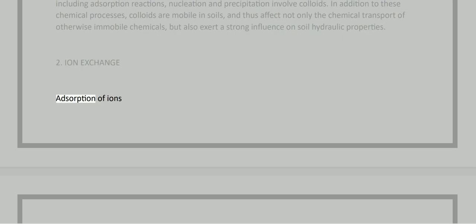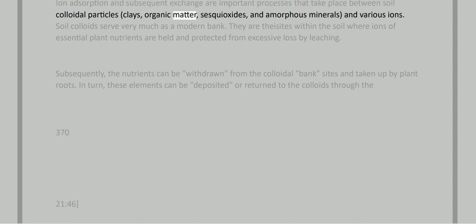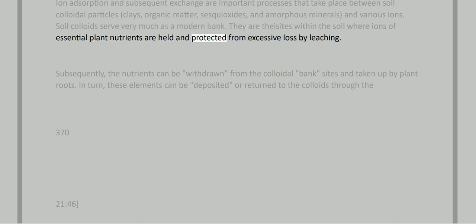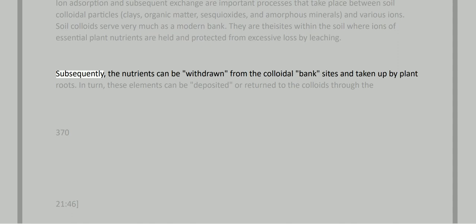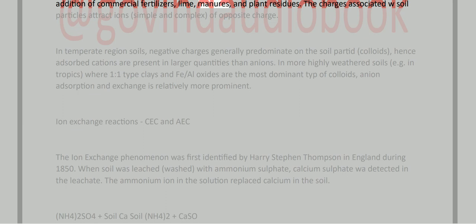2. Ion exchange, adsorption of ions. Ion adsorption and subsequent exchange are important processes that take place between soil colloidal particles, clays, organic matter, sesquioxides, and amorphous minerals, and various ions. Soil colloids serve very much as a modern bank. They are sites within the soil where ions of essential plant nutrients are held and protected from excessive loss by leaching. Subsequently, the nutrients can be withdrawn from the colloidal bank sites and taken up by plant roots. In turn, these elements can be deposited or returned to the colloids through the addition of commercial fertilizers, lime, manures, and plant residues.